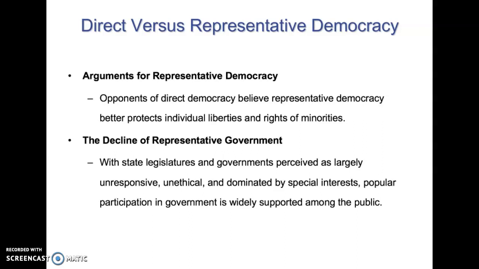You have the decline of representative government that's taking place, that people believe that there aren't enough people involved in our government, that really the representatives aren't doing the bidding of the people. The representatives are doing the bidding of the interest groups. We want to make sure that we protect individual liberties. We want to make sure that we protect the rights of minorities as well in our government. So we want to get away from the idea of having interest groups dictating what's going on. We want to have the people dictating what's going on in our government directly.